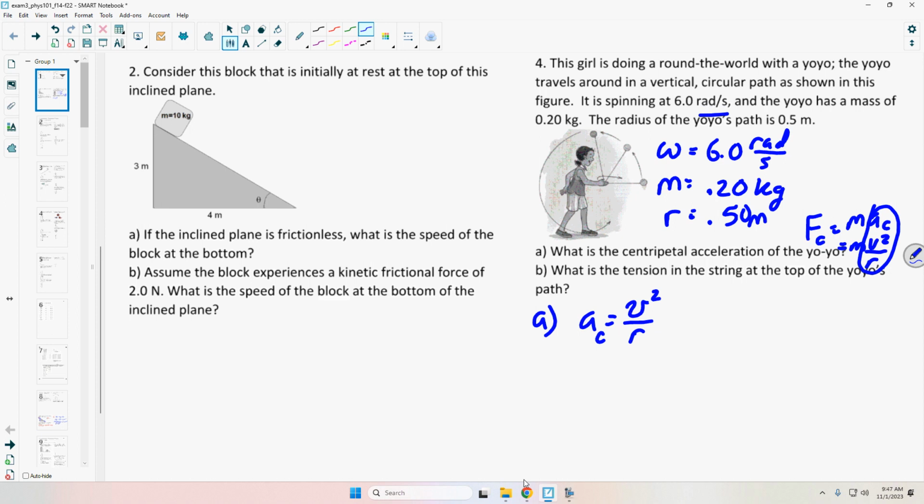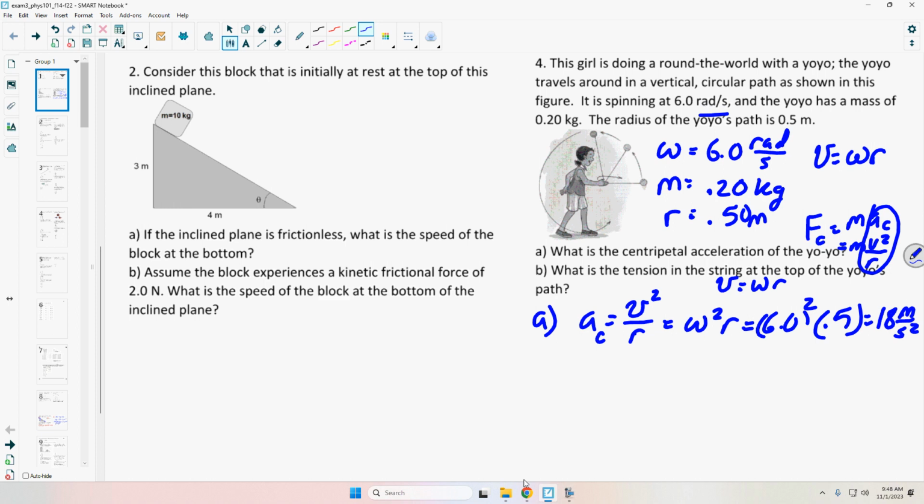Anyway, AC is equal to v squared over r. Remember, we did this substitution in class, where because v is equal to omega r, I can rewrite this as omega squared r. If you want, you could calculate what v is, just say v is equal to omega r, and then put that in for v. Whatever you want to do, use that alternate form of the equation, or actually calculate the linear speed. Either way is fine by me. I'm going to do it this way. Omega is 6, squared, times r, which is 0.5, which is 36 times 0.5. That's 18 meters per second squared.